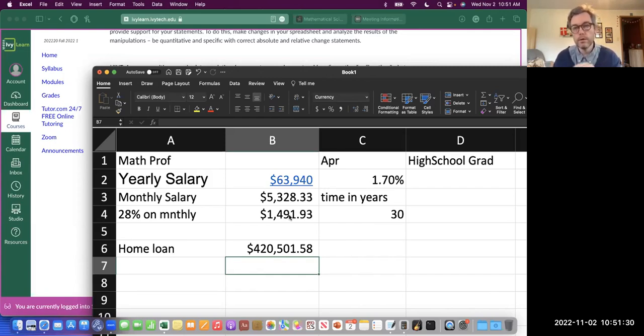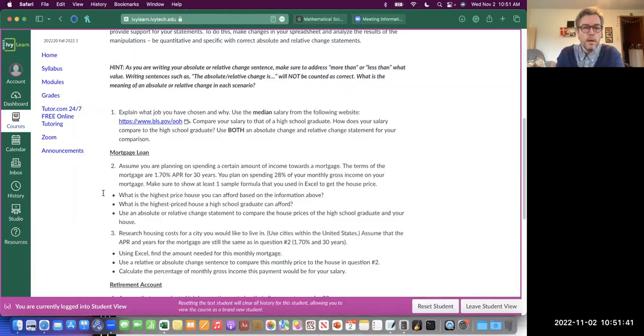All right. You're going to do that also for the high school grad. You're going to figure out all of that for the high school grad, but it's just the same thing over again. You're going to compare and contrast the maximum of their home loan versus the job that you've chosen. Absolute and relative change statements will need to be stated. But once you do that, you can start comparing them.